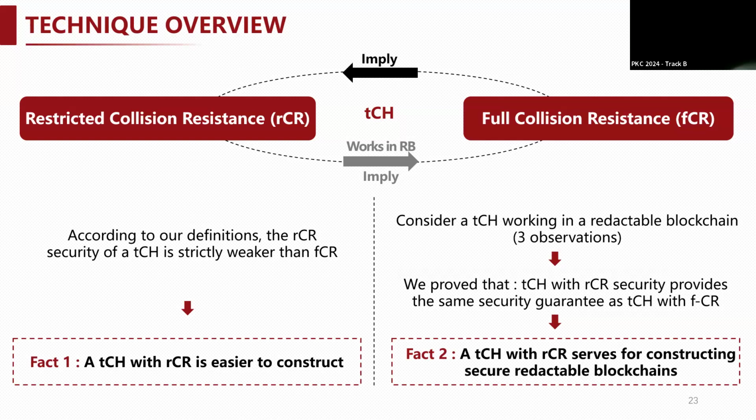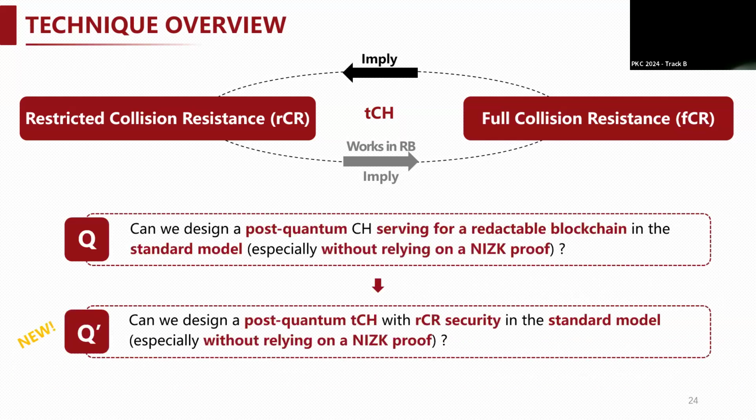On the other hand, in the application of a redactable blockchain, the above three observations hold, and we can prove that restricted CR provides the same security guarantee as the full CR. In this case, tagged chameleon hash with restricted CR also serves for the redactable blockchain. So now the question we considered can be changed to, can we design a post-quantum tagged chameleon hash with restricted CR in the standard model?